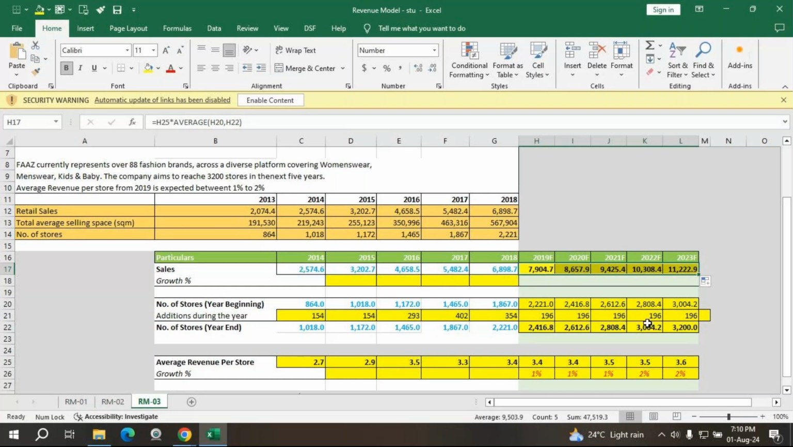So this is the sales, what has happened, number of stores in the beginning and number of stores in the year end, and what is the average revenue that has happened. So in order to get the solution like this, I need to solve it from the bottom. If I don't have this value, how would I have given the calculation for the sales? So these are the things. Understood?